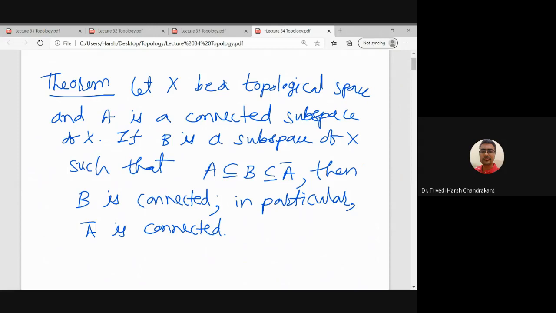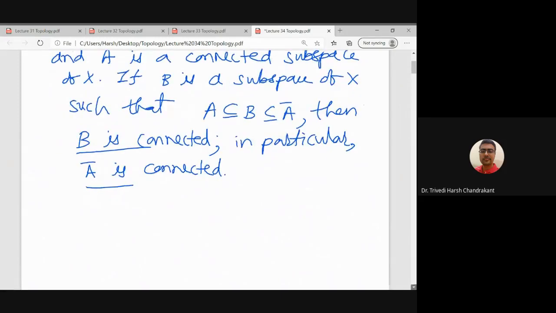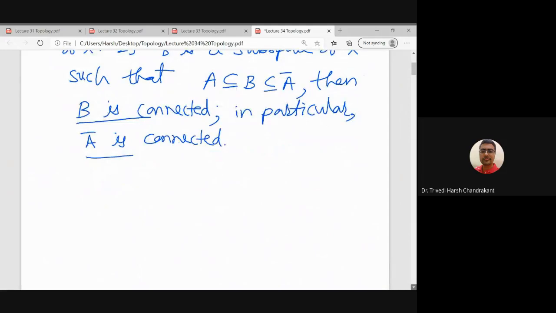So then we want to prove such a set B is always connected. So in particular, since B is a set between A and A closure, I can in particular take B equal to A closure. So from this theorem, which will follow, B is connected, this set is also connected. So let us try to prove this result.